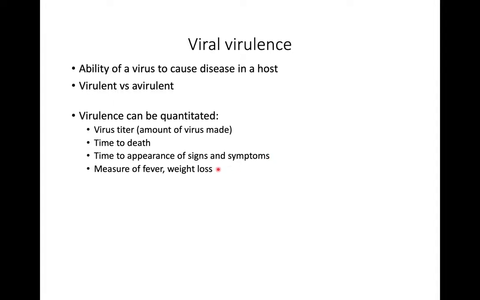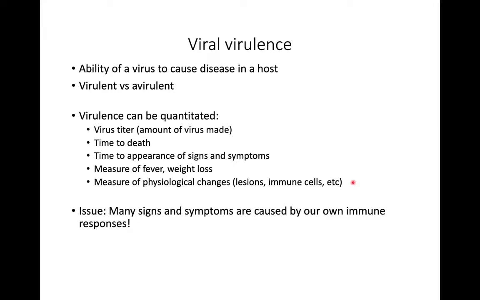So in animals, we can, in some animals, measure fever. We can measure weight loss, which is a sign of illness in mice and other rodents. And we can measure physiological changes. So we can look for the appearance of something like lesions. We can measure the number and type of immune cells, and so on and so forth. Cytokine production, muscle tone, anything that could be related to our viral infection.